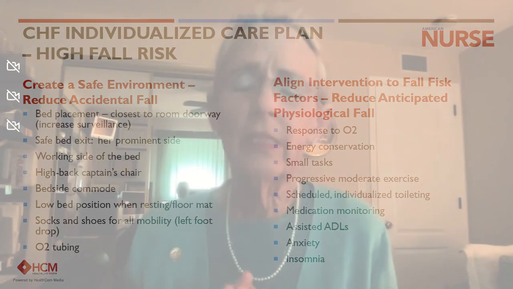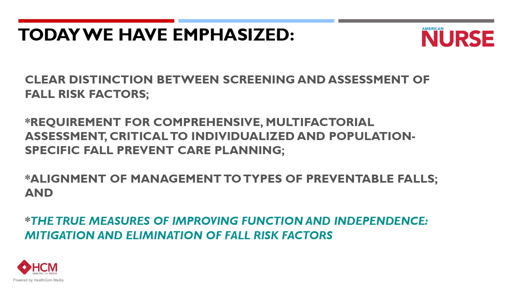So I hope that you see that this is truly for a high fall risk population, your grandmother who's over the age of 85, who's 100. You have got to protect her in a different way than just anyone who comes into your care that is fall risk, a high fall risk. This is population specific, age specific, and diagnostic specific. I hope that this is helpful to you, because there is a clear distinction between screening and assessment for fall risk factors. The requirement for comprehensive multifactorial assessment is critical to individualized population-specific fall and fall injury prevention planning. Alignment of management to types of falls is so important, because the true measure of all this work is not whether or not they fell. It's improving their function and independence by mitigating and eliminating fall risk factors.